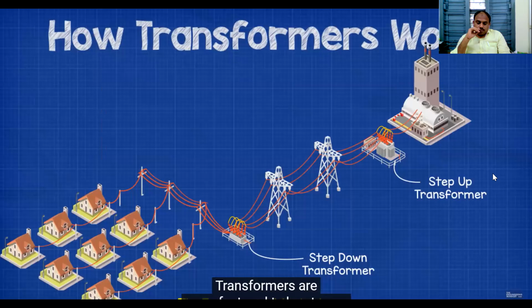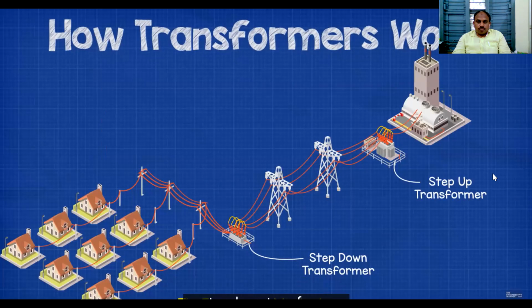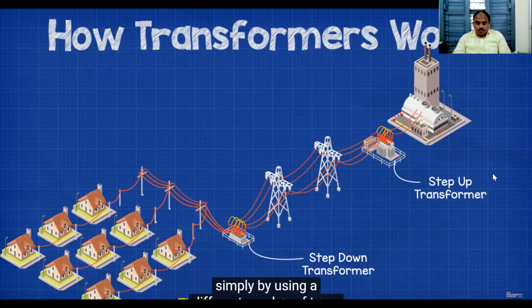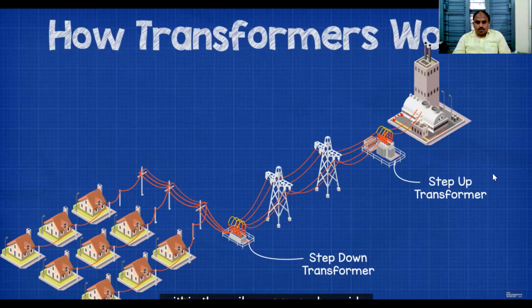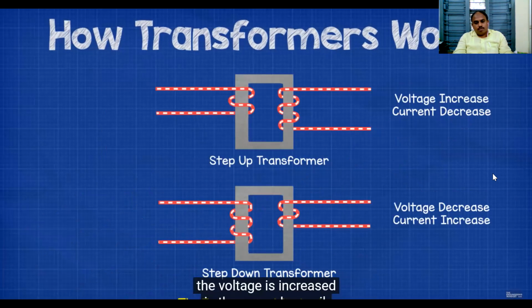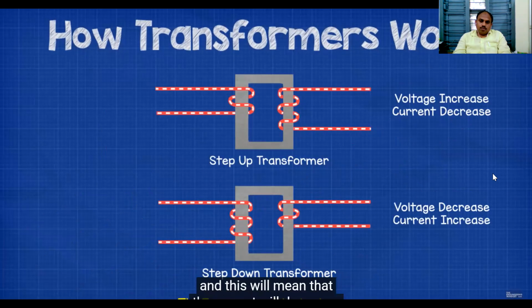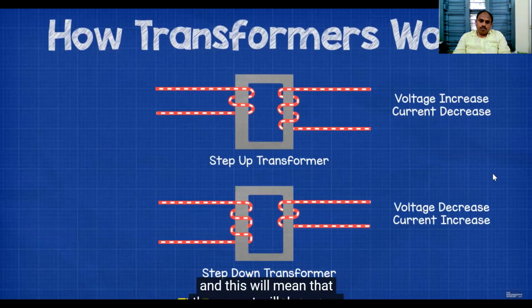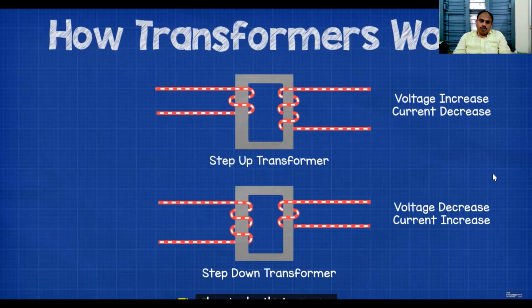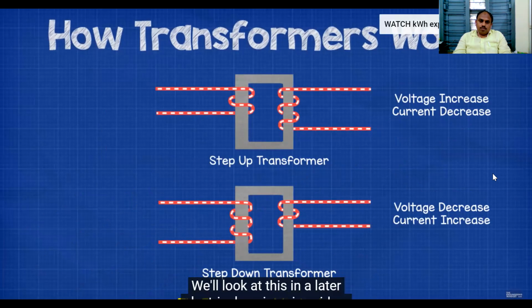Transformers are manufactured to be step-up or step-down transformers, and these are used to increase or decrease the voltage simply by using a different number of turns within the coil on the secondary side. In a step-up transformer, the voltage is increased in the secondary coil, and this will mean that the current will decrease. But don't worry too much right now about why that occurs. We'll look at this in a later electrical engineering video.